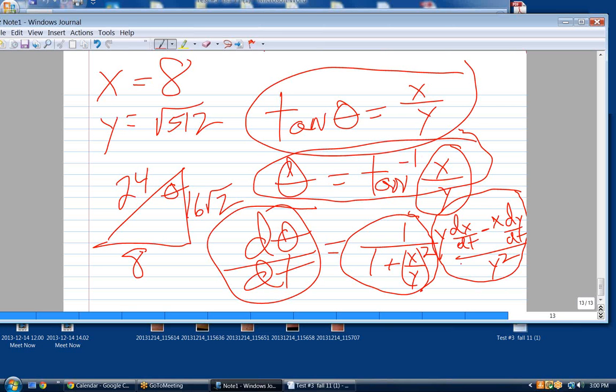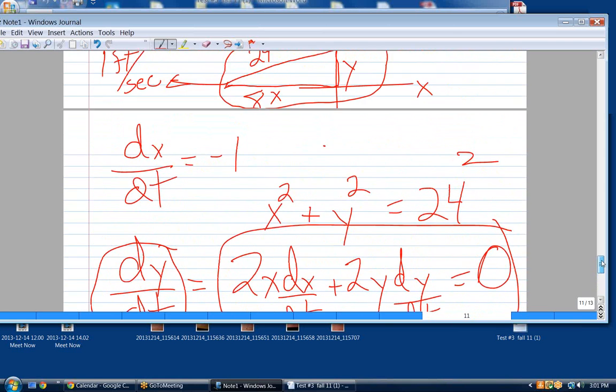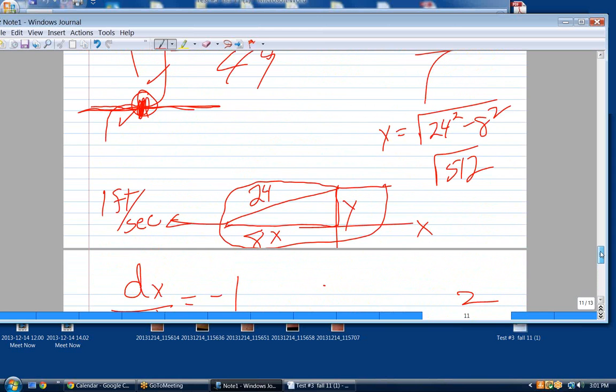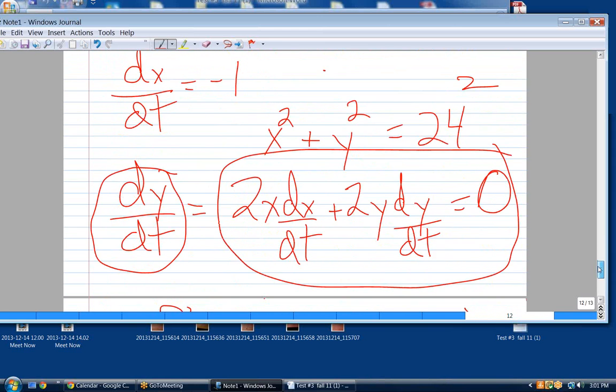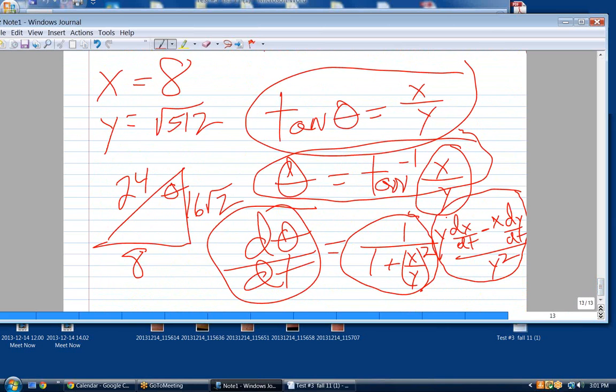Even though what you get is fairly complicated, we don't need to do all this algebra. We just need to plug in the values. We know x is 8. We know y is 16 root 2. We know dx/dt is minus 1. And we know that dy/dt is some value that we calculated somewhere back in here. I can't remember what it was, but we figured out what it is. I think I erased it.